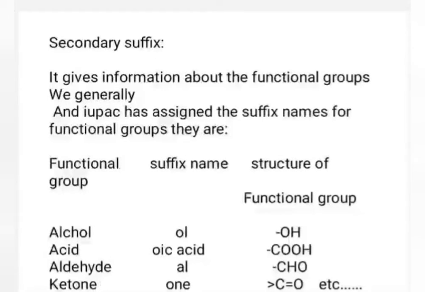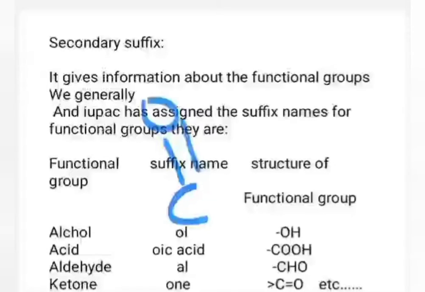We use the suffix ol for alcohol. In structure, alcohol is represented by a single bond OH, acid is represented as a single bond COOH, aldehyde is represented as a single bond CHO, and ketone is represented with a double bond. Here a single bond means it will make a bond with the given carbon compound.